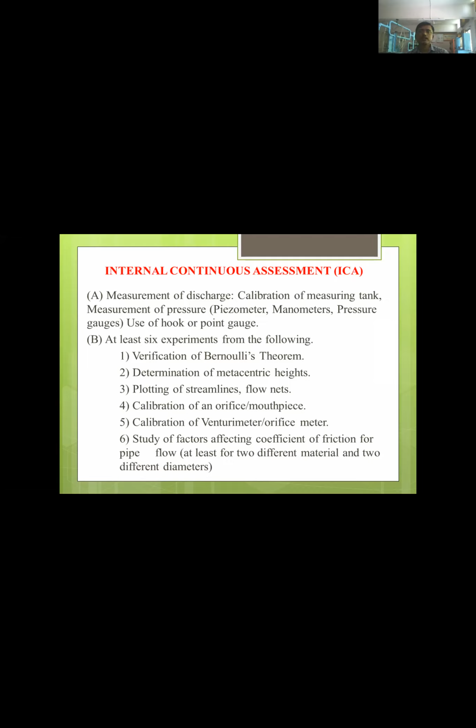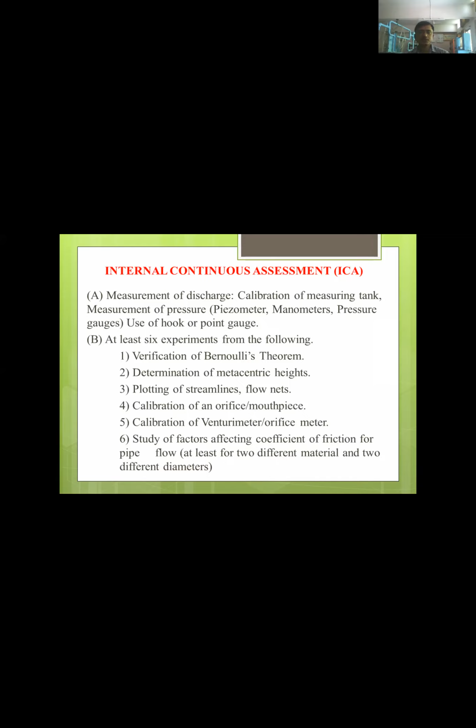Okay, and for both these devices, orifice meter and venturimeter, we are going to find out the coefficient of that device. In case of venturimeter, we have to find out the coefficient of discharge. What is coefficient of discharge? It is the ratio of actual discharge to the theoretical discharge. That is the coefficient of discharge.